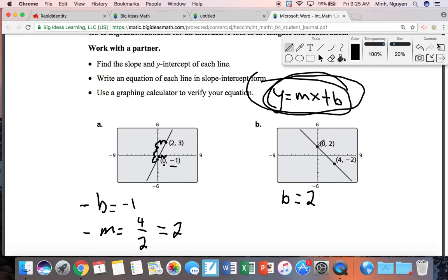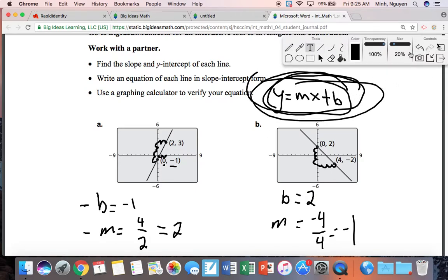For this one, we are going down by 1, 2, 3, 4, and we are going over 1, 2, 3, 4. I'm just counting these ticks, guys. So m is down 4, which means -4, and to the right 4. So rise over run is -4 over 4, which is -1. So again, before we do this for this whole section, we have to find out what m and b are before we can write it like this.